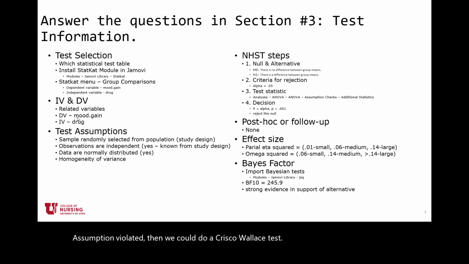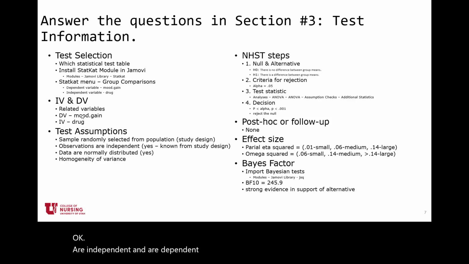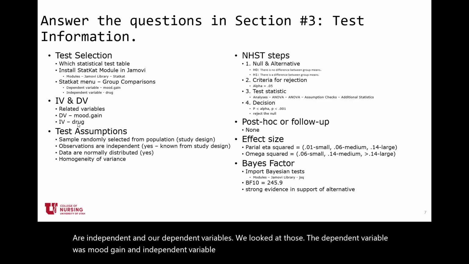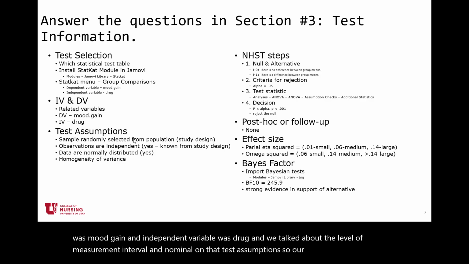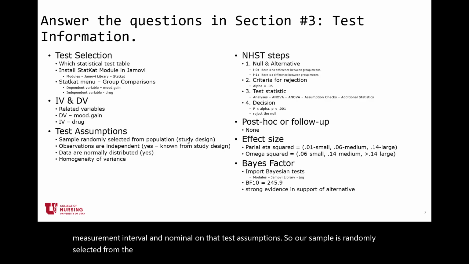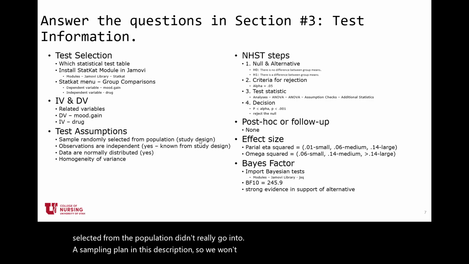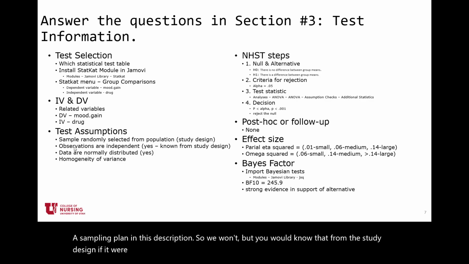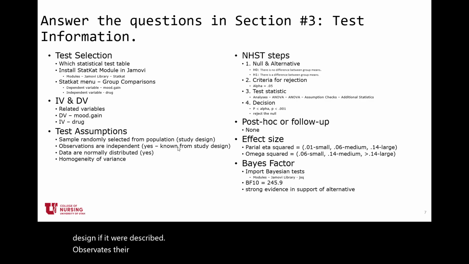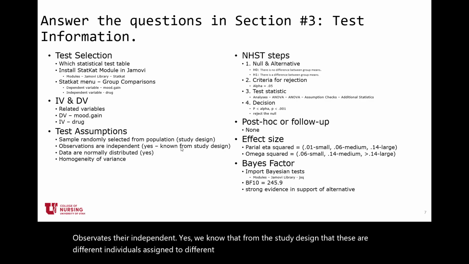Okay, our independent and our dependent variables, we looked at those. The dependent variable was mood gain and the independent variable was drug, and we talked about the level of measurement, interval and nominal. Test assumptions. So our sample is randomly selected from the population. Didn't really go into a sampling plan in this description, so we won't, but you would know that from the study design if it were described. Observations are independent. Yes, we know that from the study design, that these are different individuals assigned randomly to different groups.